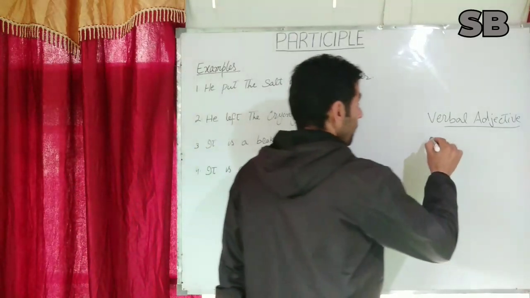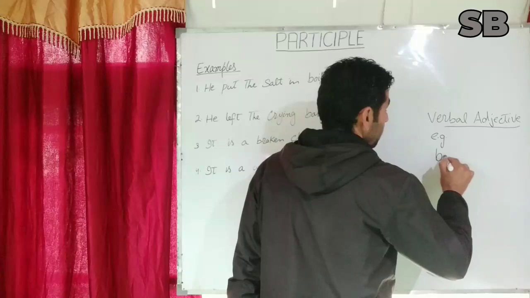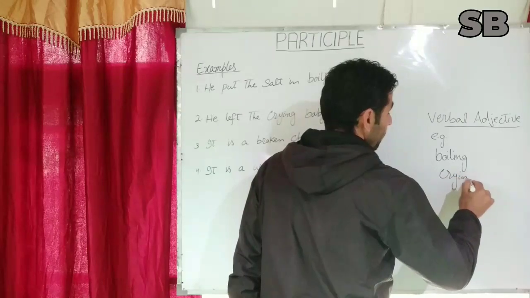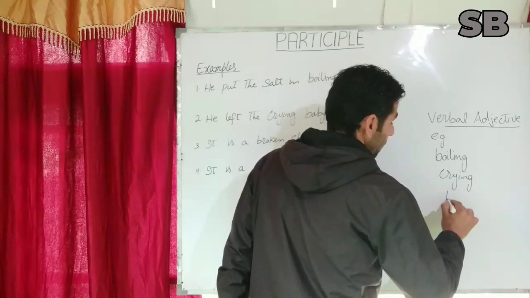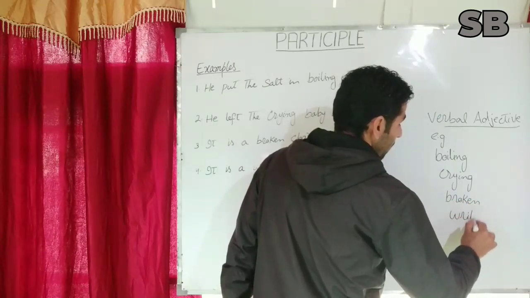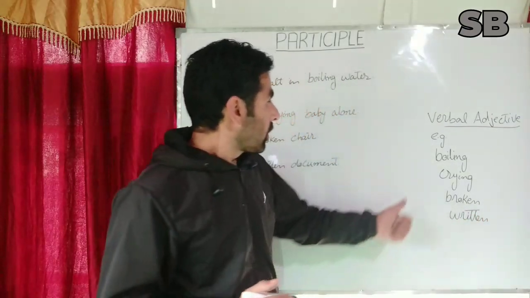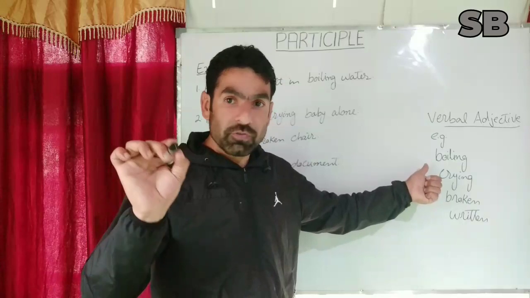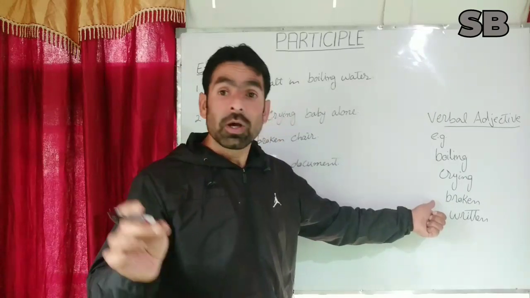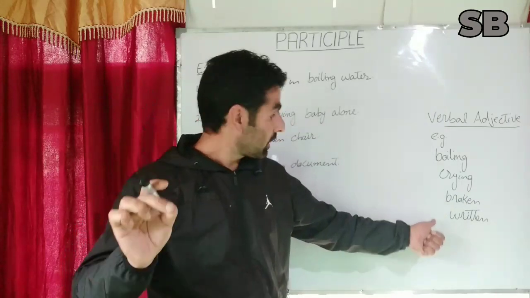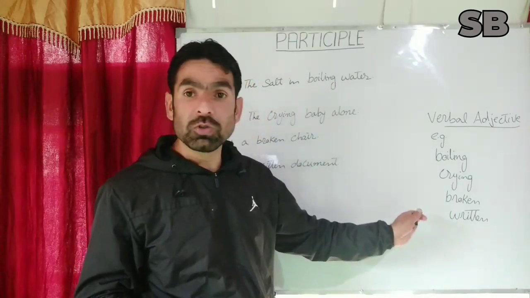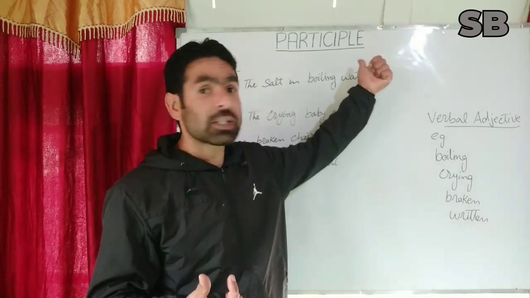For example, we have boiling, then we have crying, then we have broken, then we have written. We know that boiling is the ing form of the verb boil, crying is the ing form of the verb cry, broken is the past participle form of the verb break, written is the past participle form of the verb write. When such kind of verbs are used as an adjective in a sentence, we call them participles.